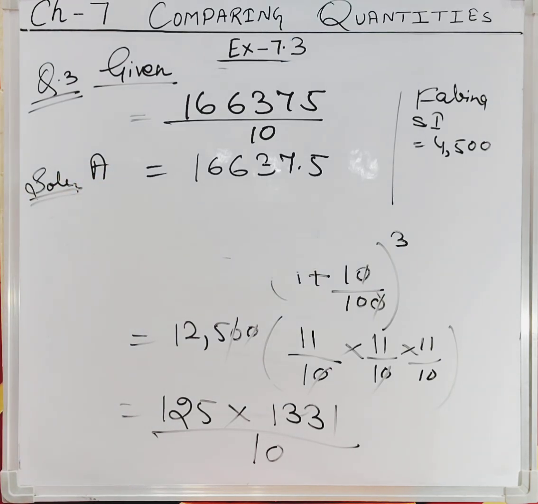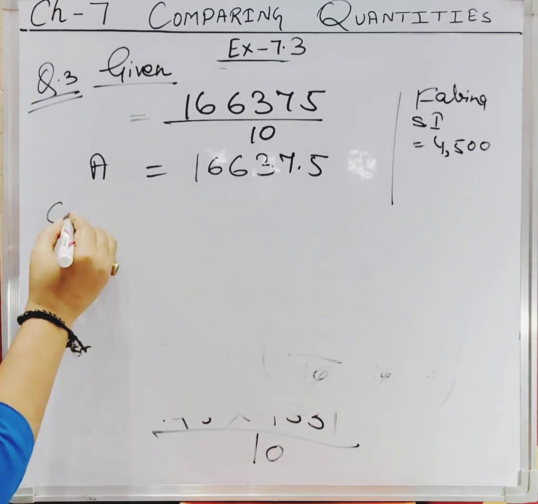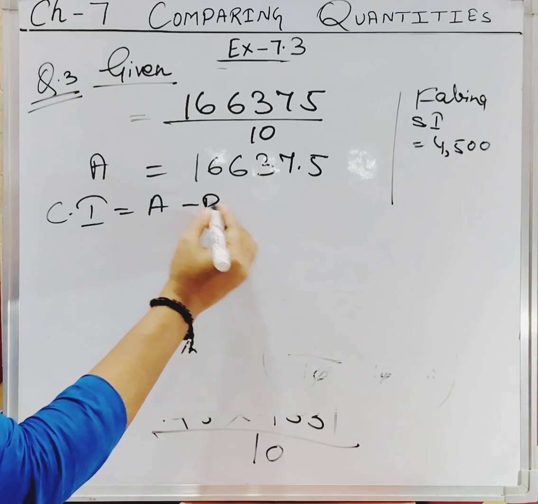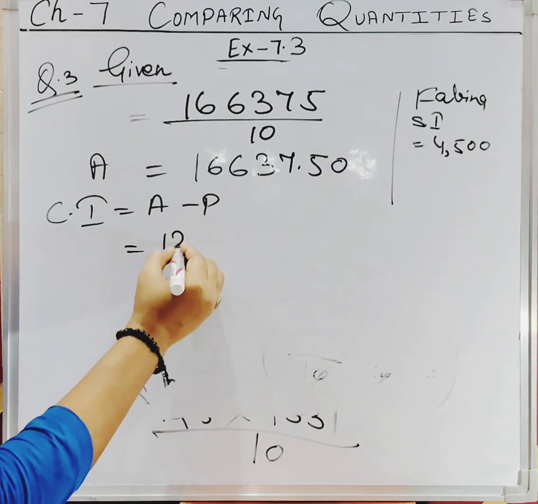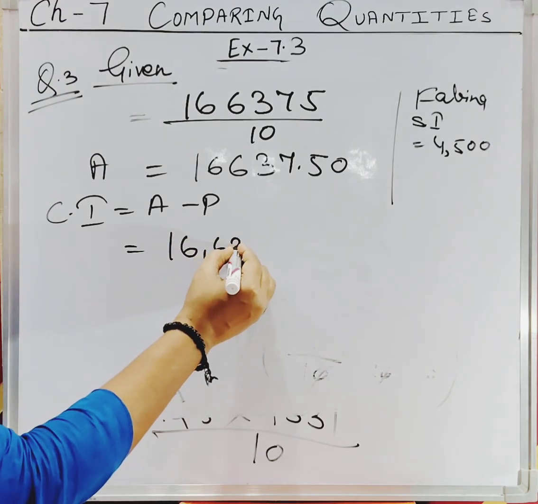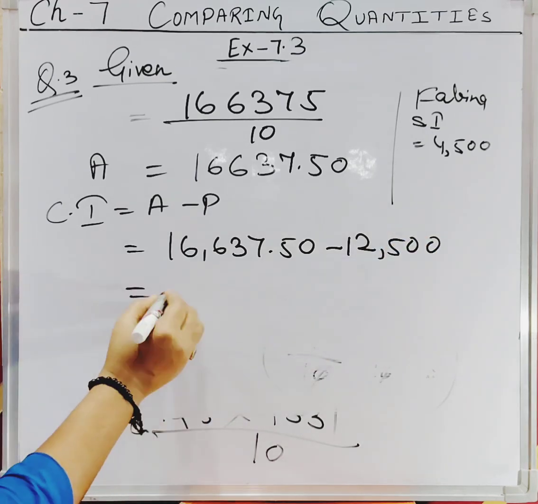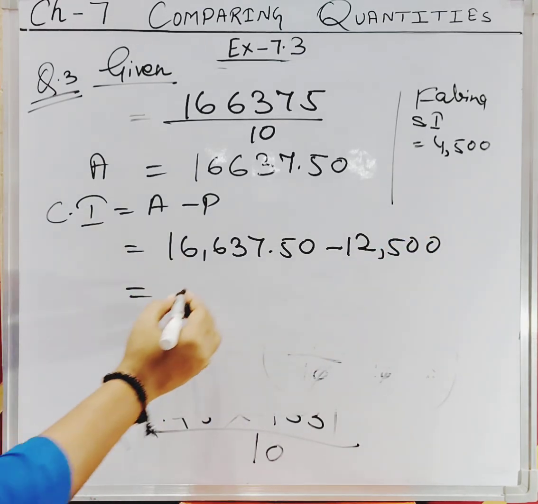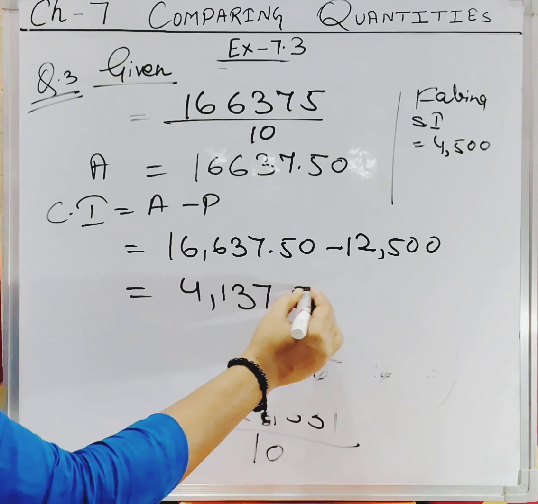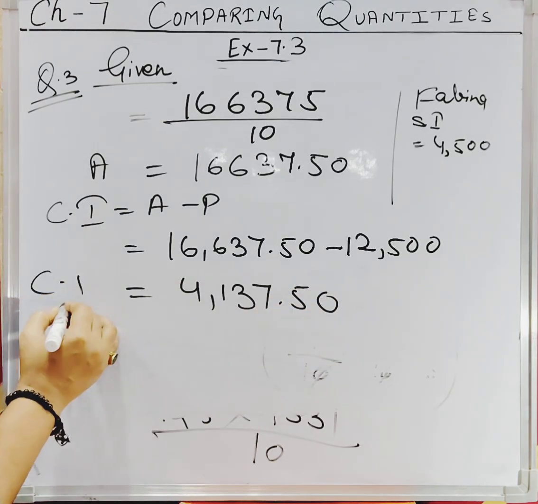And what was the question? Let me remind. Who pays more interest and by how much? So find the CI. CI is A minus P. So A was 16,637.50 minus 12,500. So how much will you be getting? You will be getting 4,137.50. This much we get as CI.